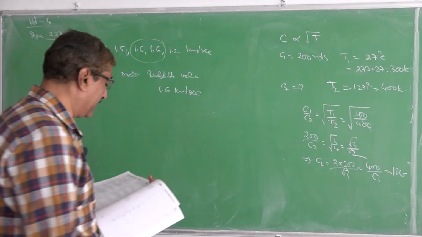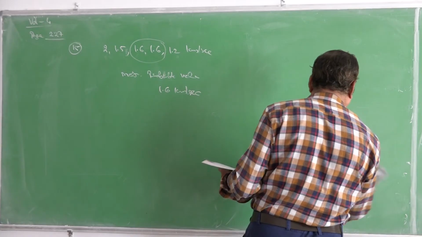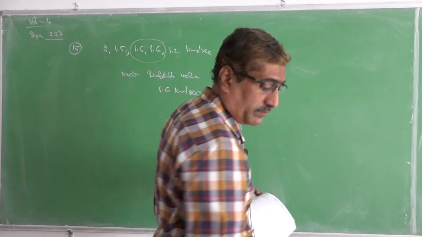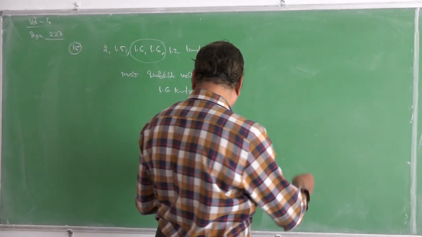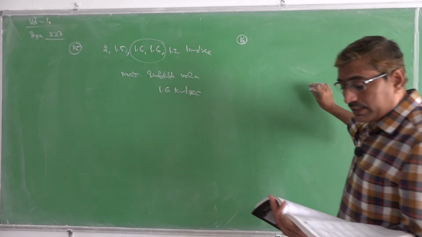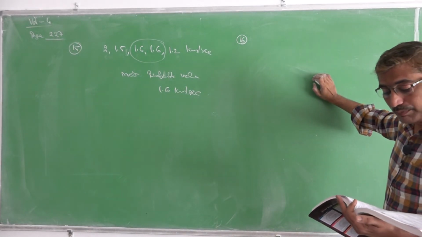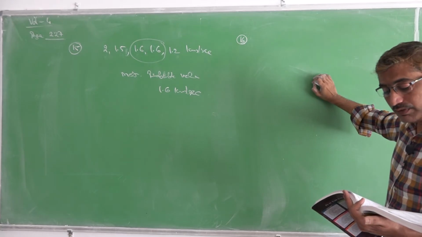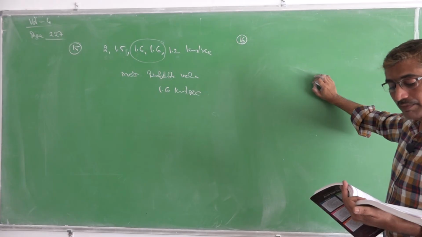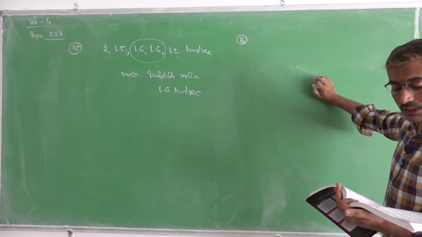Now the 16th one, in 2 vessels of same volume, atomic hydrogen and helium at a pressure 1 atmosphere and 2 atmosphere are filled. If the temperature of both samples is the same, then the average speed of hydrogen atom is to be related to this helium atom.